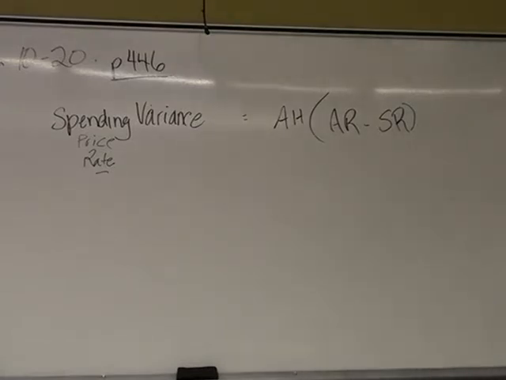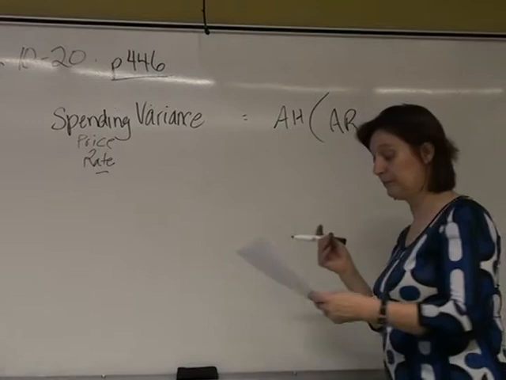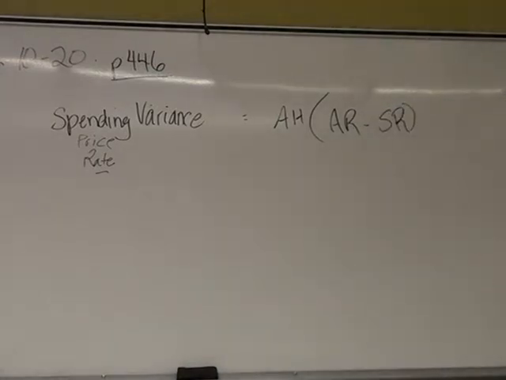So in problem 1020, I just have to flip there. 446. So what is the standard? If you look at the variable overhead on the standard unit cost card, it's got 1.5 direct labor hours at $2 per direct labor hour. So what is the rate that we want to use for our standard rate? $2, yeah.